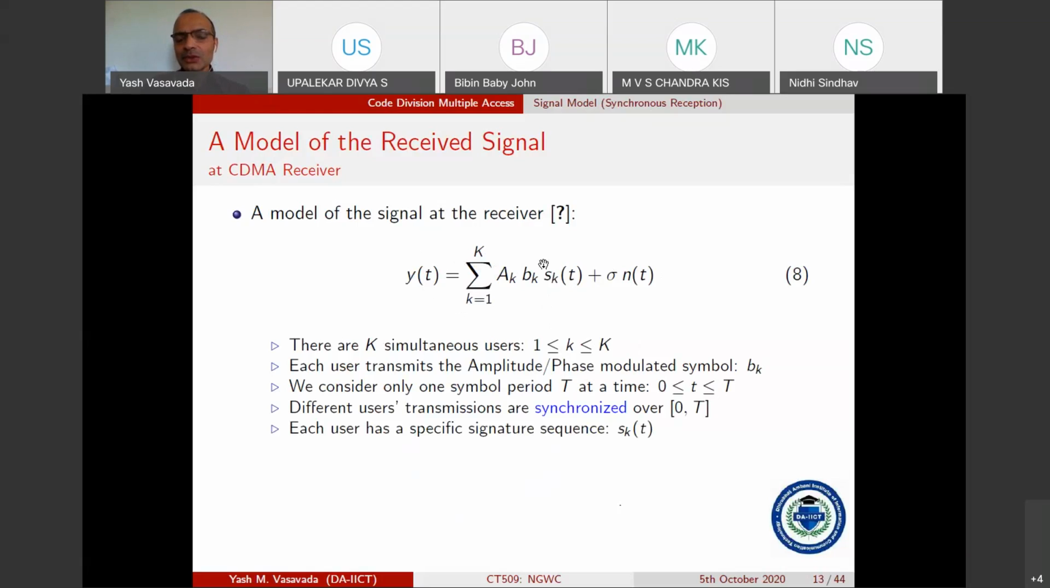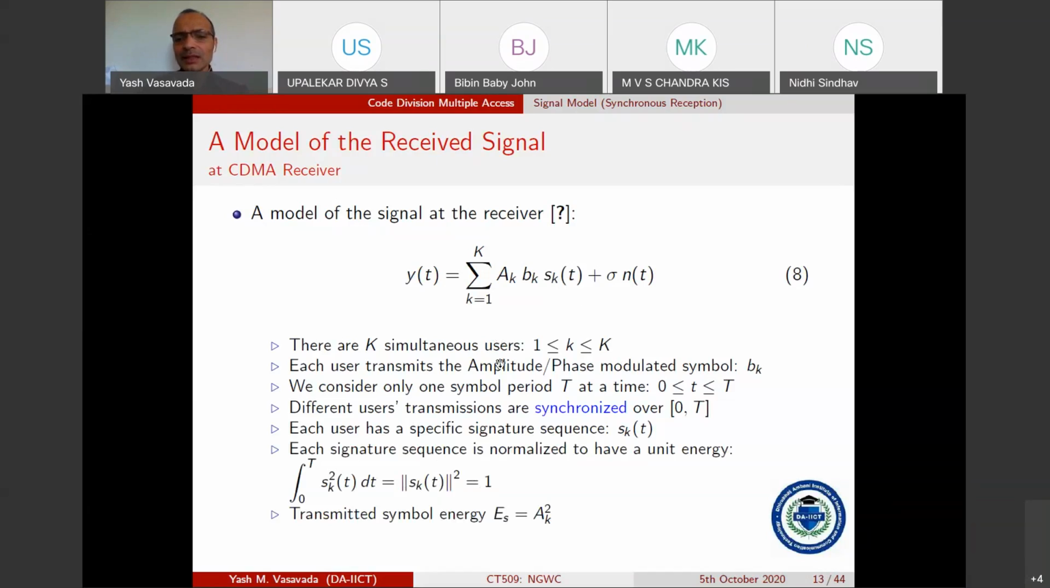We are bringing in a new notation and a new concept here, which is called the signature sequence. So this is the signature sequence of the kth user. What the signature sequence is, we'll be shortly looking at, but it is the signature sequence which allows us to do this code division multiple access. It is sometimes also known as the code of the kth user. And we will assume that the signature sequence is normalized to have unit energy. Okay, so that is one assumption that we'll be making.